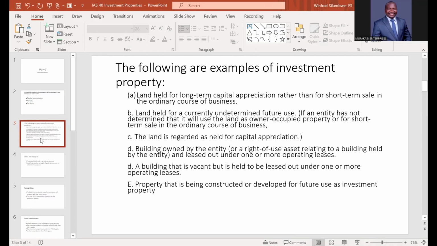So you must be careful. Sometimes an examiner will begin a question whereby the first introductory paragraph presents it as an investment property, but as the question goes on further, you find that actually this property was leased out. So the moment you hear that it was leased out, then you know that it has ceased to be what? An investment property. It is now under another accounting standard.